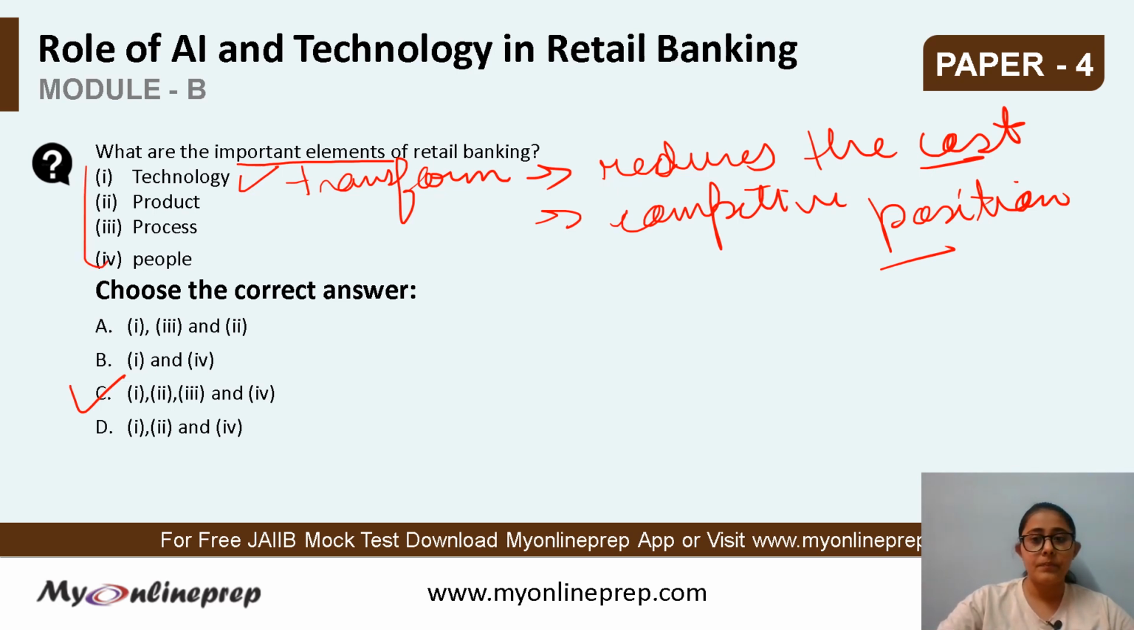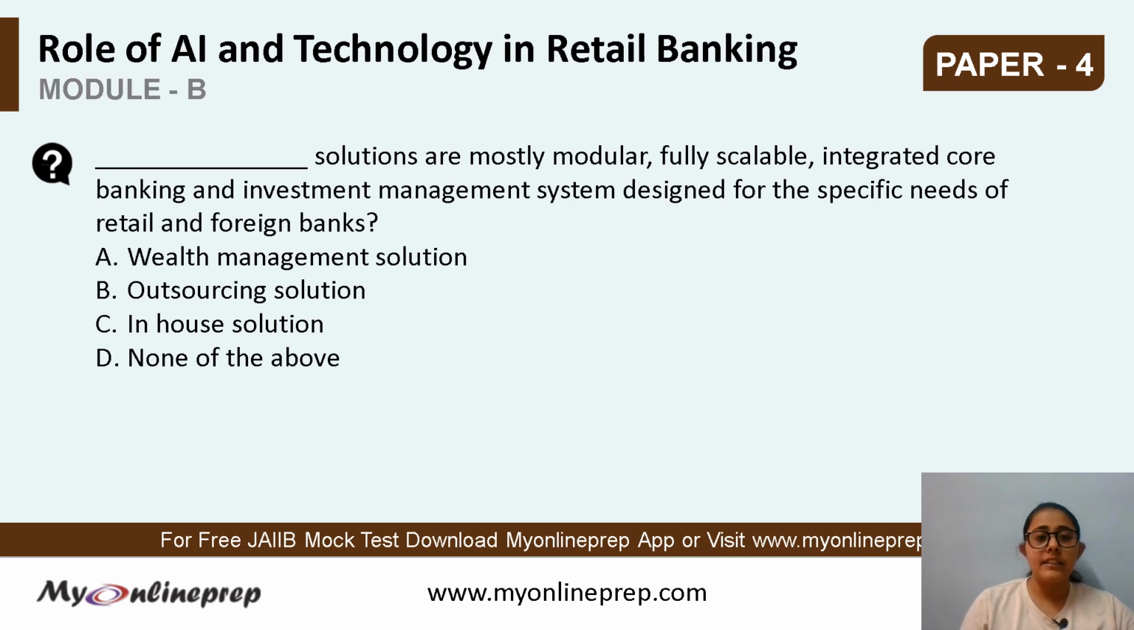Next question. The second question from this unit is: dash solutions are mostly modular, fully scalable, integrated core banking and investment management systems designed for the specific needs of retail and foreign banks. So here our clue should be investment management system, and we'll get the correct answer. The options are wealth management solution, outsourcing solution, in-house solution, or none of the above. The question is asking us about the modular, fully scalable, integrated core banking and investment management system. The investment management system or the advisory services are provided under the wealth management solution. So A is the right answer.